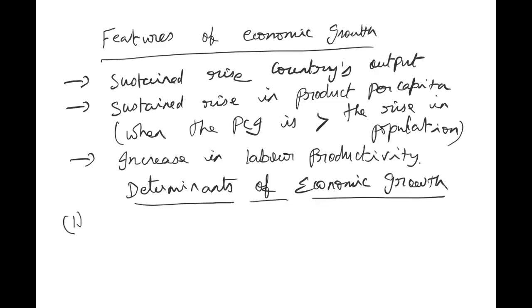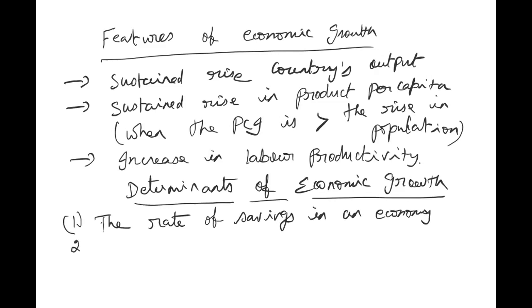First one, there should be the rate of savings in an economy. There should be a continuous increase in the sufficient amount of savings in the country. Okay. So totally on the macro level, the gross domestic savings of a country should keep on increasing. And the next one is the capital output ratio.